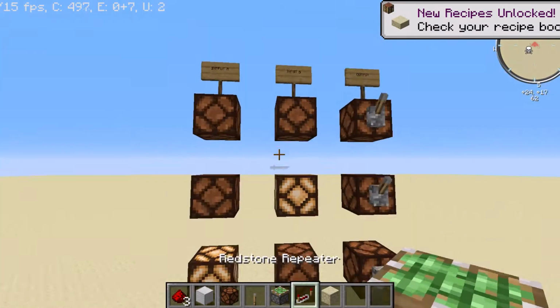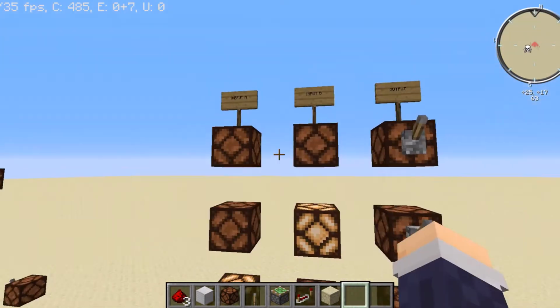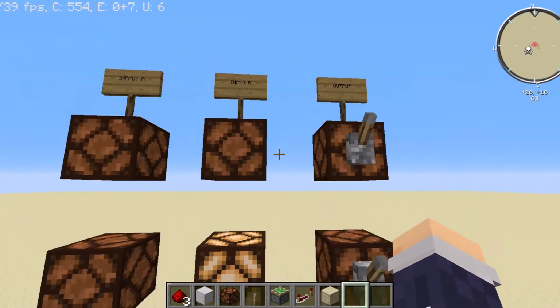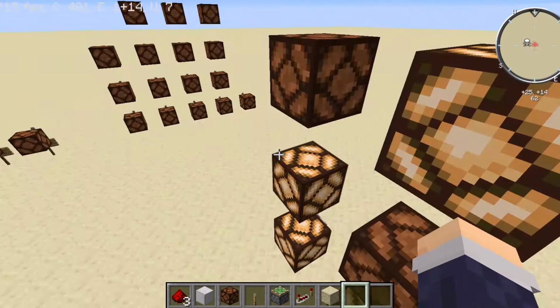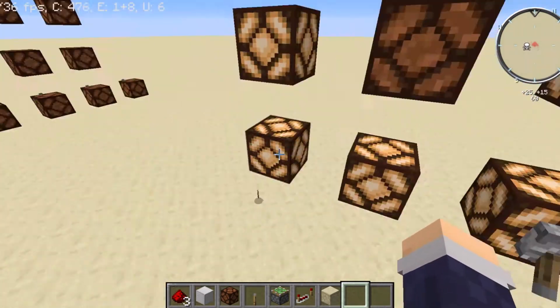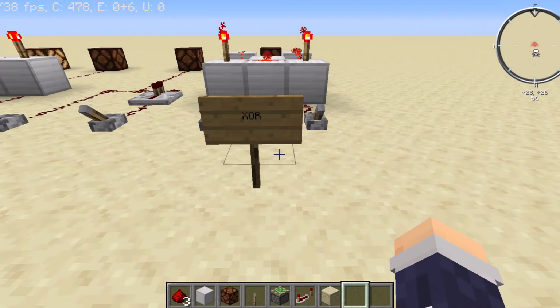Truth table, very easy as well. 0, 0, none of them are on, so it's 0. Here this one is on, okay. This one is on, okay, and they are both on, so that's also okay.